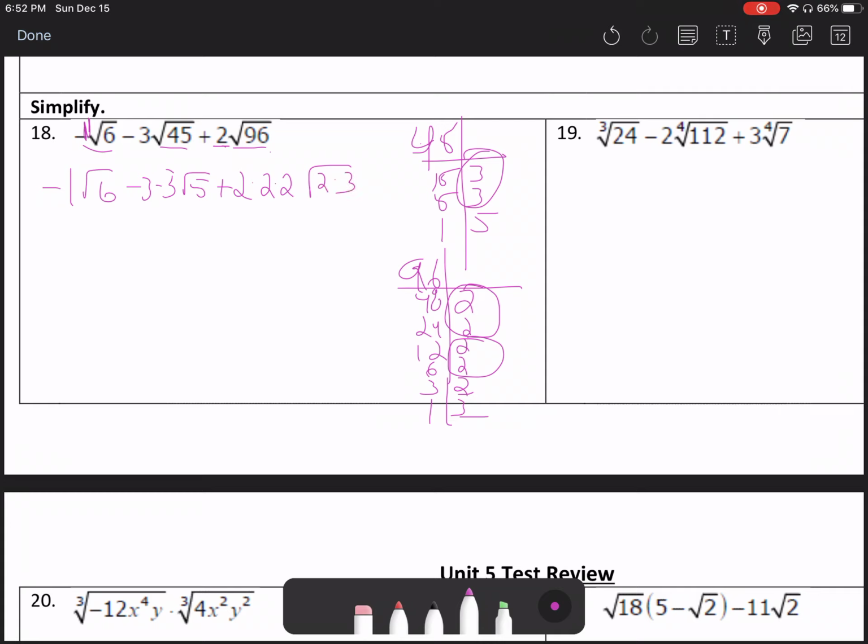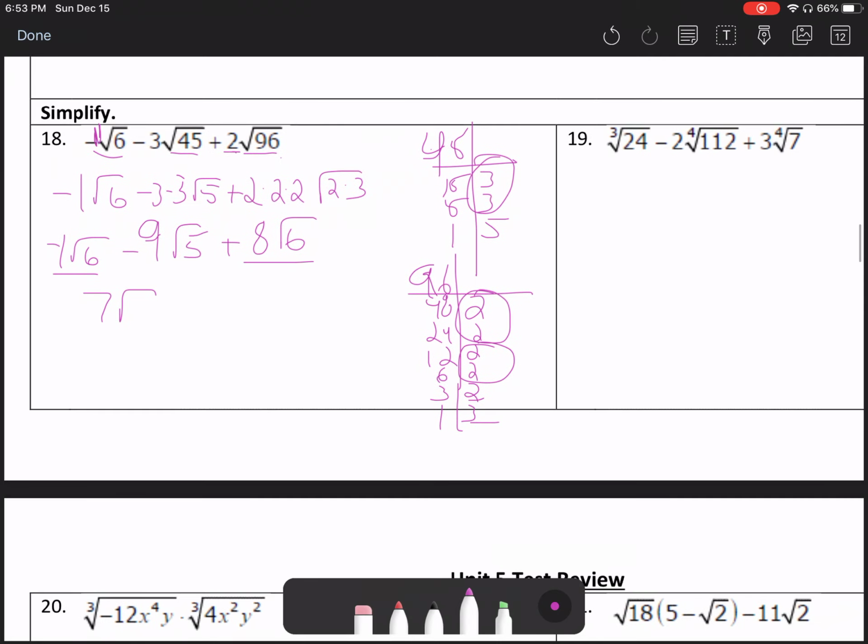Okay, so I simplify these separately. So I have -1 radical 6 minus 9 radical 5 plus 2 times 2 times 2 is not 6, it's 8, so just be careful there. 8 radical 6. What I notice is I have the square root of 6 and the square root of 6. 8 plus -1 is 7. So I have 7 radical 6 minus 9 radical 5. And there's my final answer.